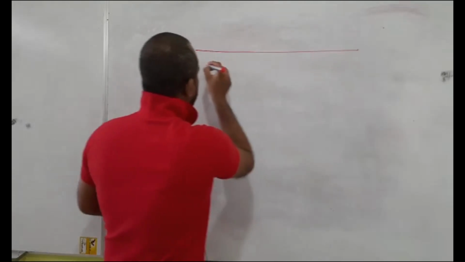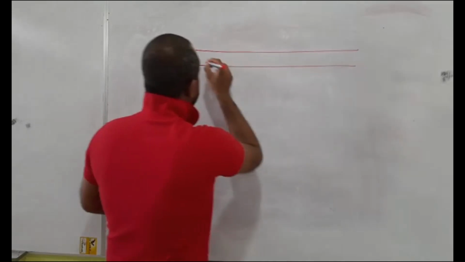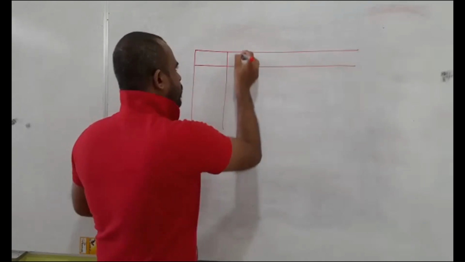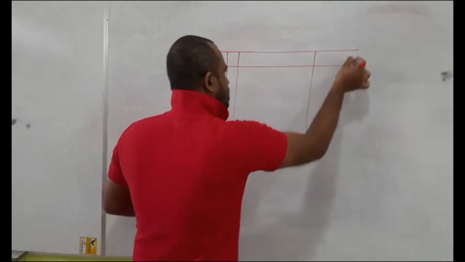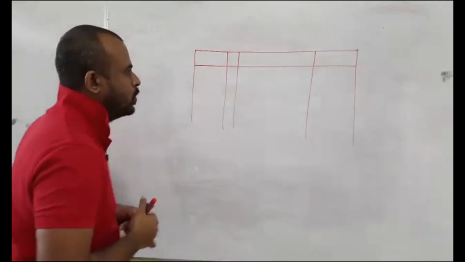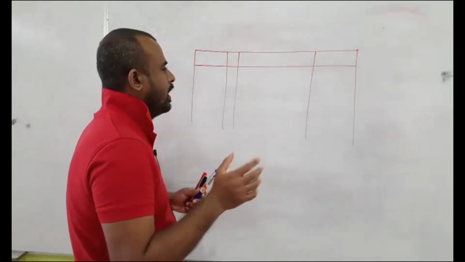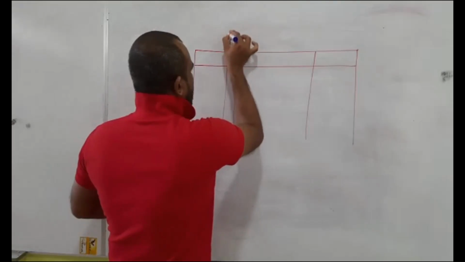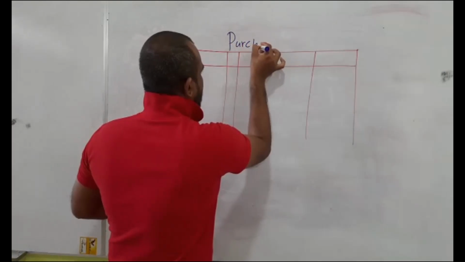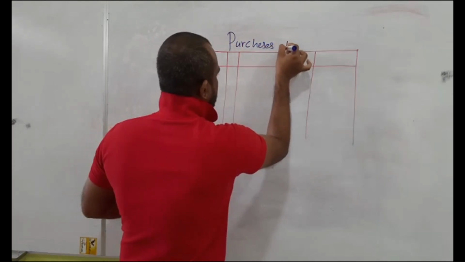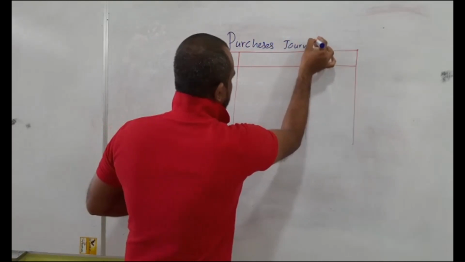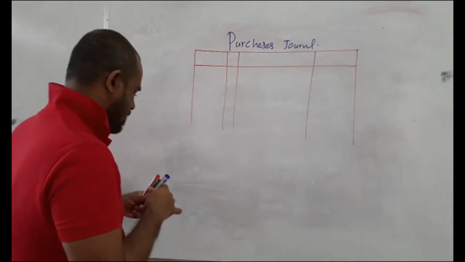So then you have the format. We do the format for a business which is not registered with that. Right? What are the information you have there? You see purchases journal. What information you have there?